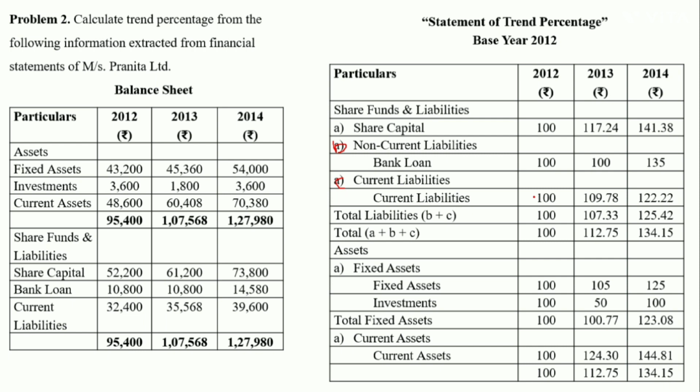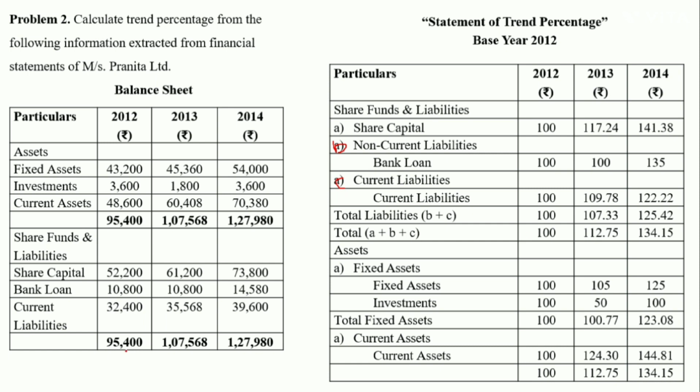For 2012 it is 100. Then similarly we have to calculate the trend ratio for 2013. Okay, addition of 10,800 plus 35,568, addition of these both divided by the addition of both of these into 100, that will give the trend ratio for the total liability of 2013, that is 107.33. Similarly we calculate for 2014, that is 125.42. Okay, now total means A plus B plus C, meaning share capital, non-current liability and current liability.